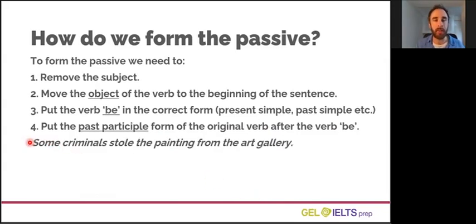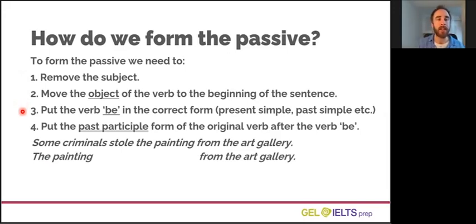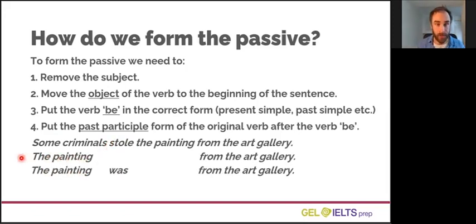Some criminals stole the painting from the art gallery. Again, I'm going to remove the subject of the sentence and move the object to the beginning, the painting. Then I'm going to take the verb to be in the correct form. Well, this time it's past simple, stole. So we have to use was or were. The painting were? No, the painting was.